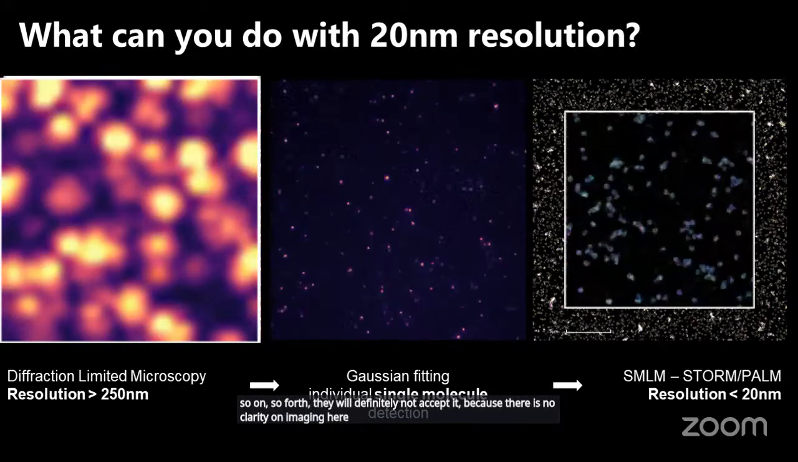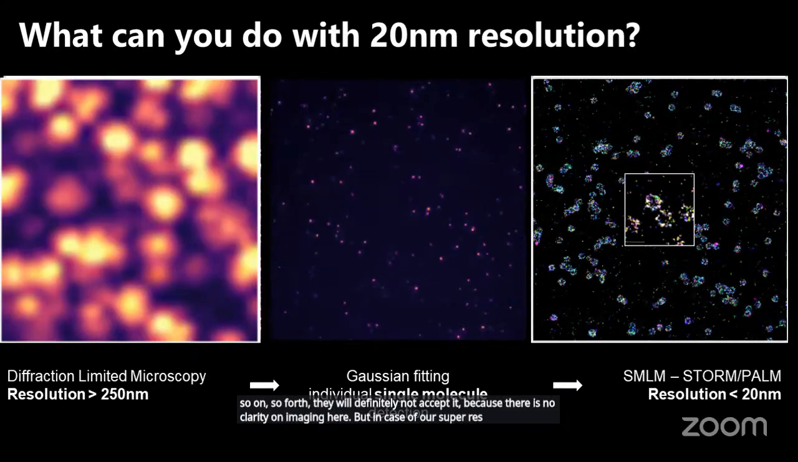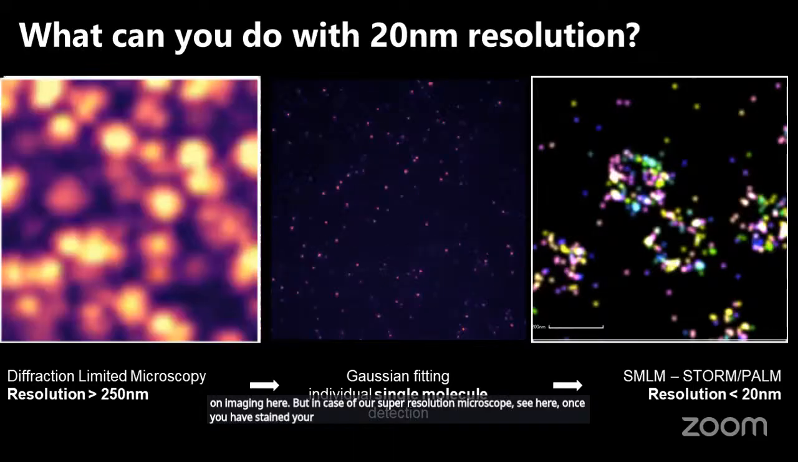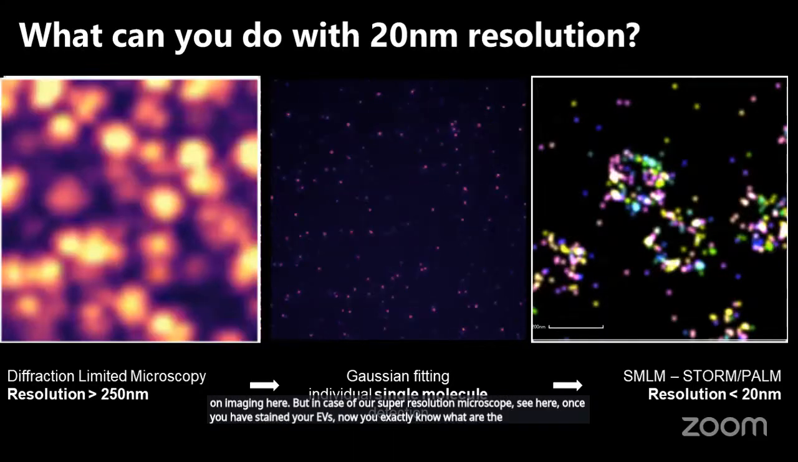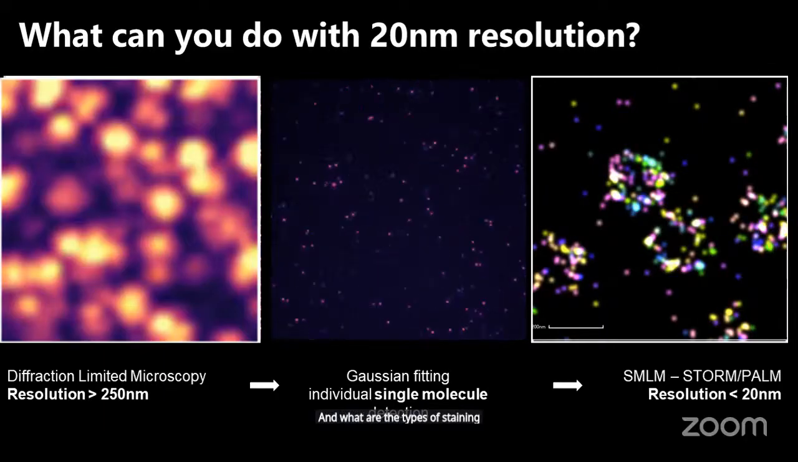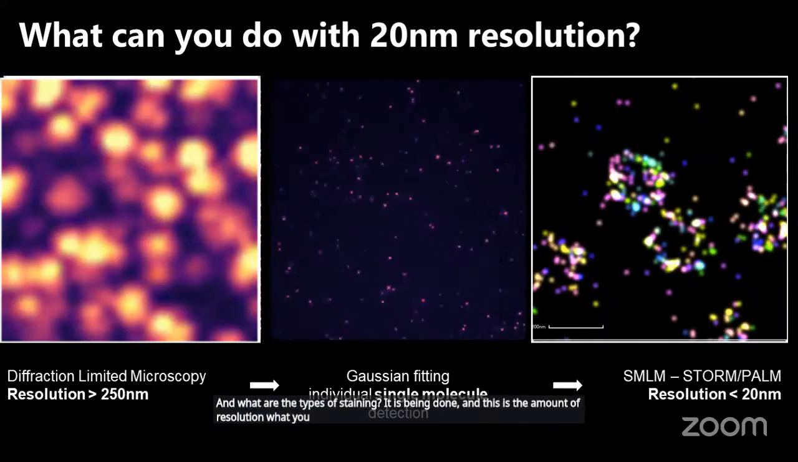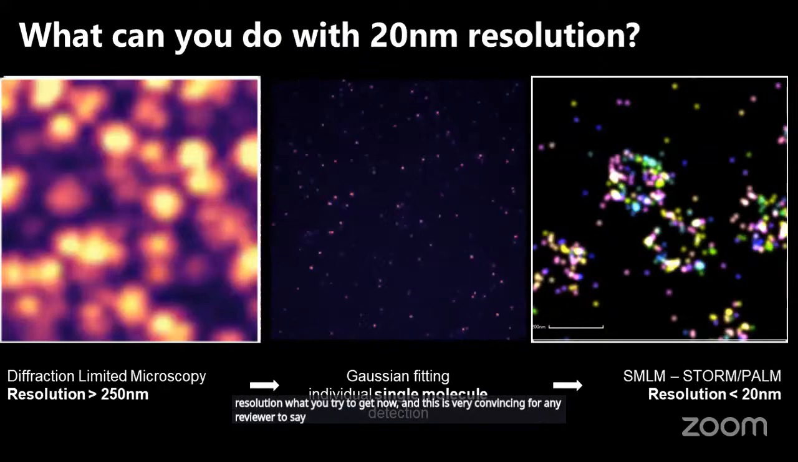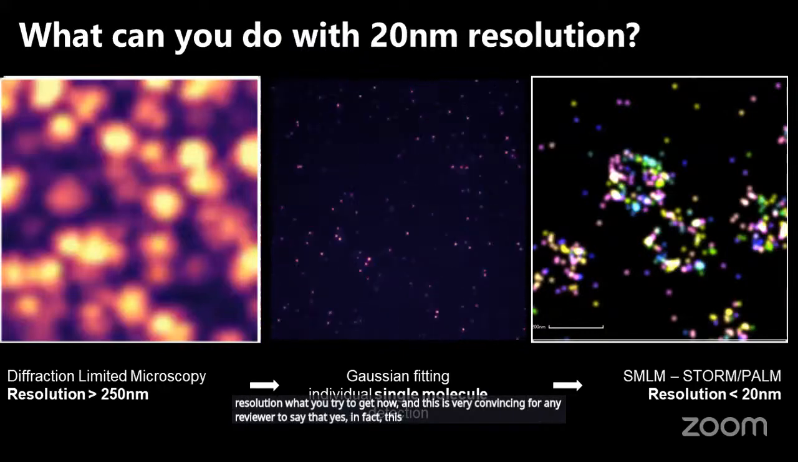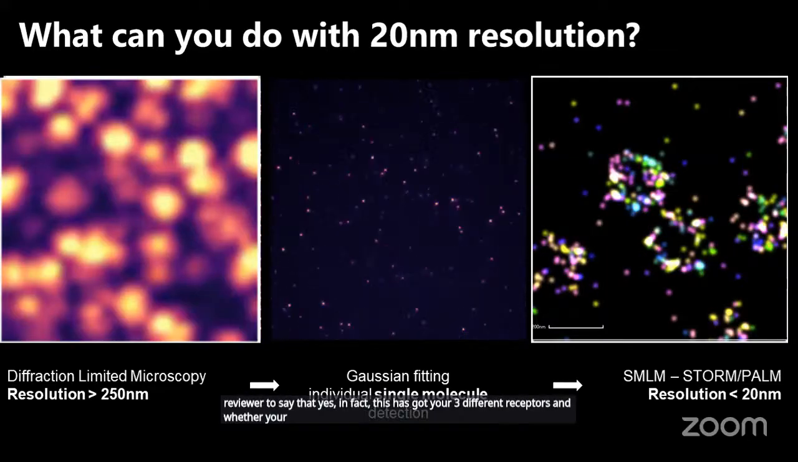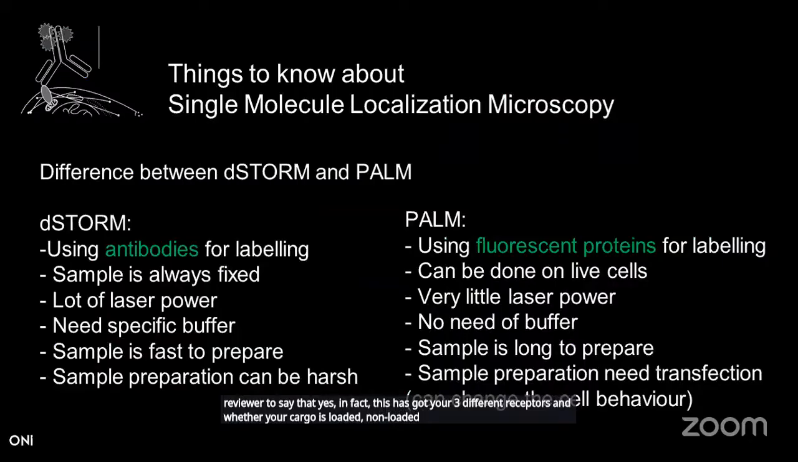But in case of our super resolution microscope, see here, once you have stained your EVs, now you exactly know what the types of receptors are and what types of staining have been done, and this is the amount of resolution you get now. And this is very convincing for any reviewer to say that yes, in fact, this has 3 different receptors, and whether your cargo is loaded or non-loaded, everything can be characterized using this.